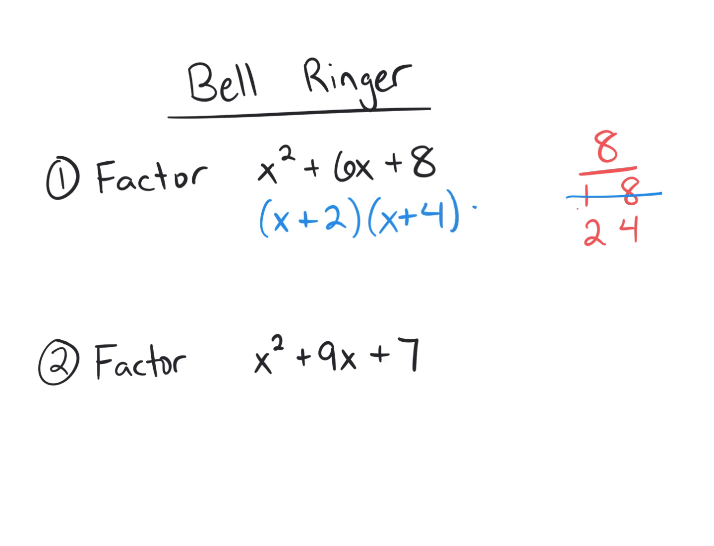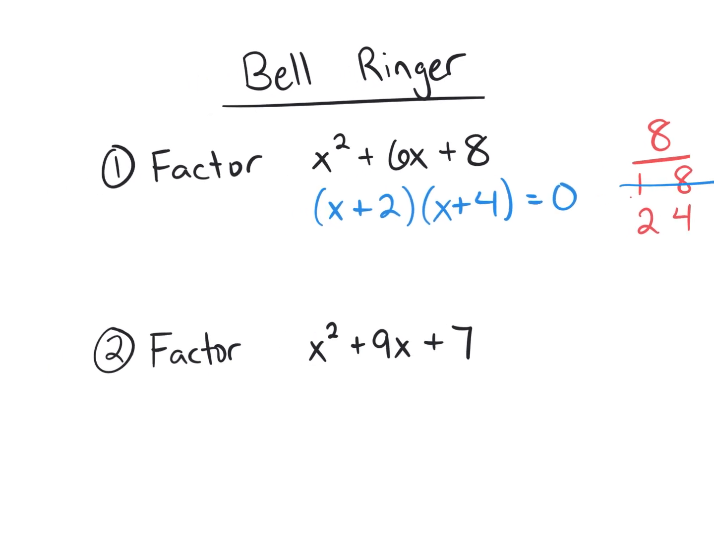Now, what if I added the equals 0 to the end? How do we solve this? We do not distribute. If we distributed, that would take us back to this. Set them equal to 0 separately. So I have x plus 2 equals 0, and I have x plus 4 equals 0.